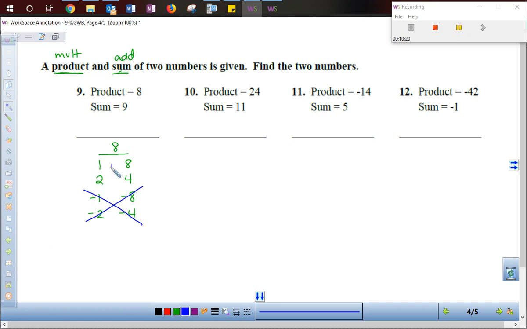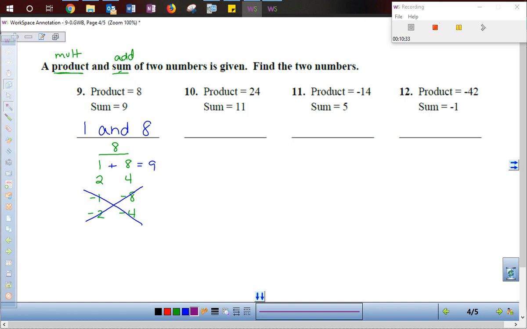So if I take 1 plus 8, I get 9. That means my answers are 1 and 8. Now I can always double check to see if I did it right. 1 times 8 is 8, and 1 plus 8 is 9. Let's try it again on number 10.